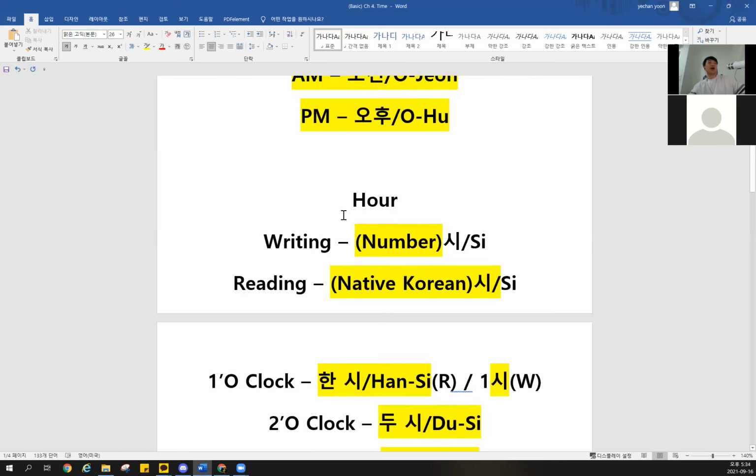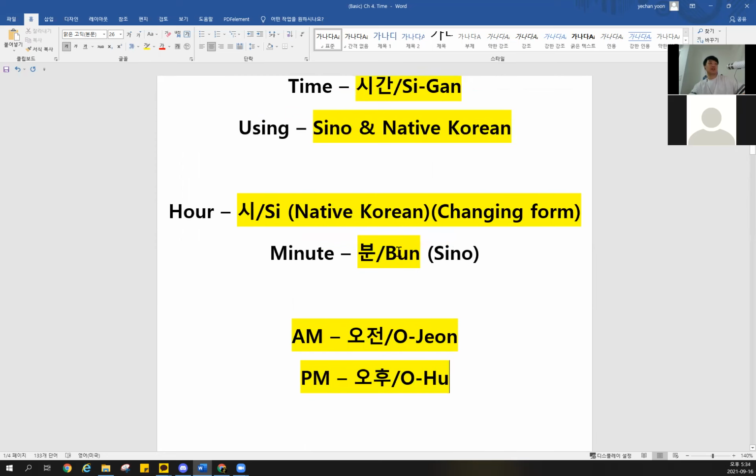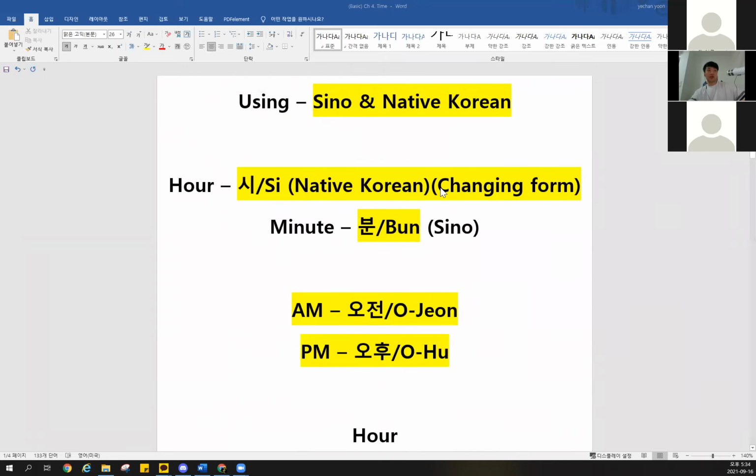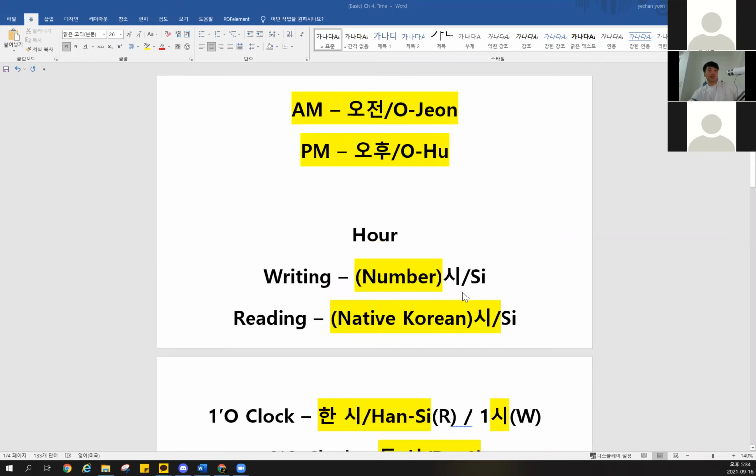Like this. So for the hour, as I mentioned before, when you're writing, it is going to be the number and 시. But for reading, you have to use a native Korean number, and also 시. It's also including the changing form, okay? So please remember this one, okay?